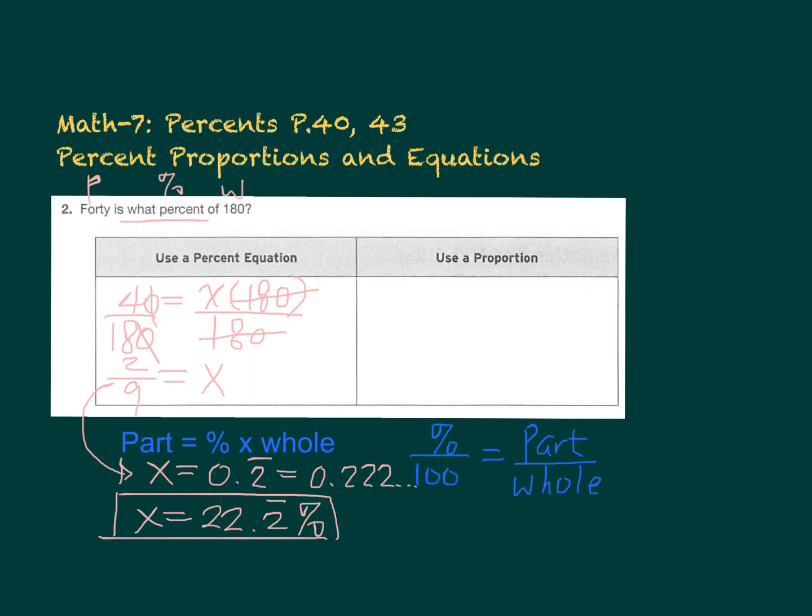Now, let's use a proportion. Okay, so the formula here is percent over 100 equals part over whole. Percent is what you're looking for. So this time I'm going to call it A. Okay, so A over 100 equals part over whole. Part is 40 over 180.